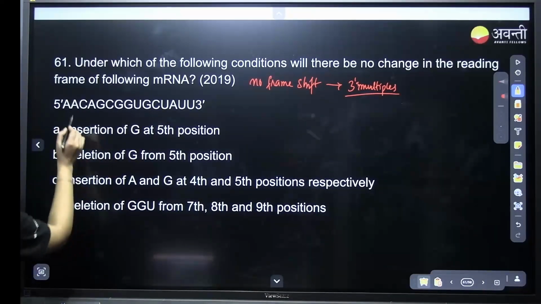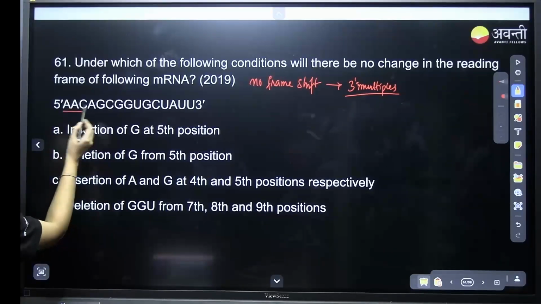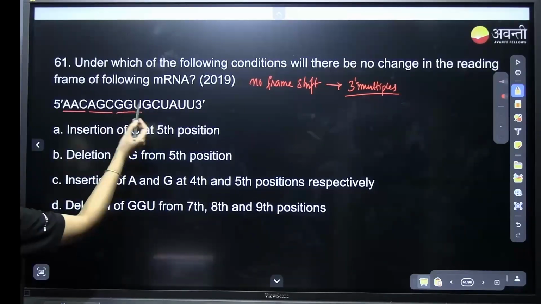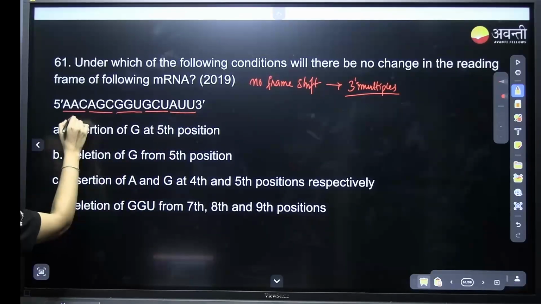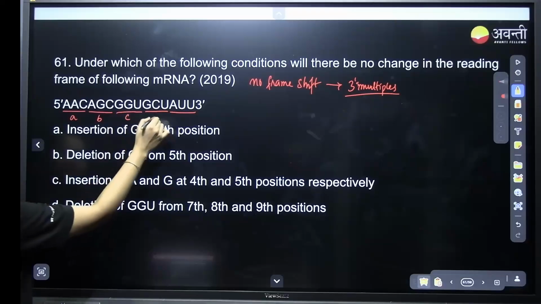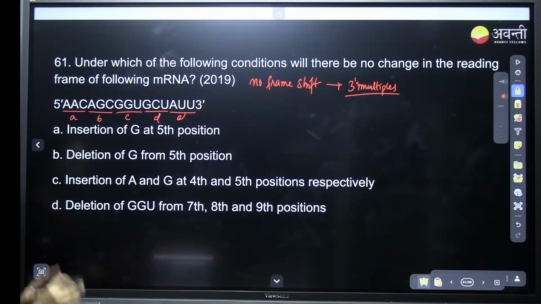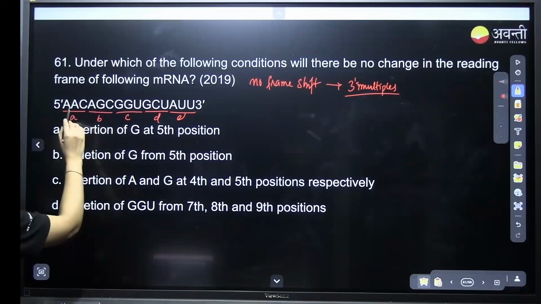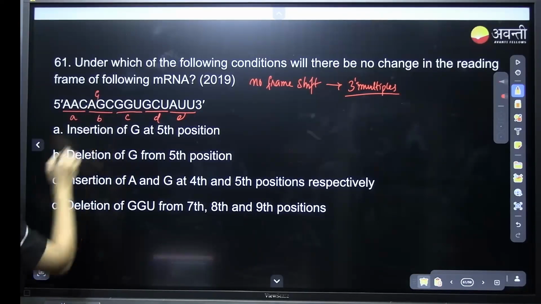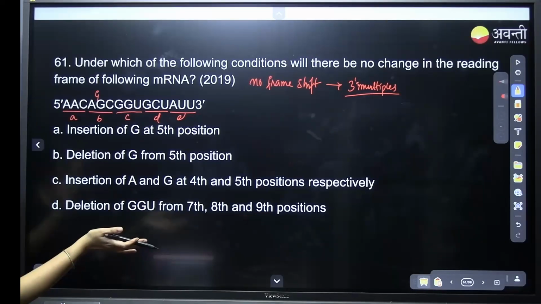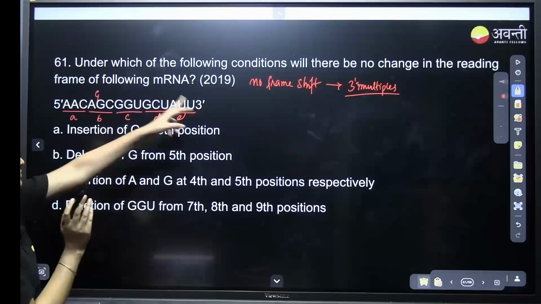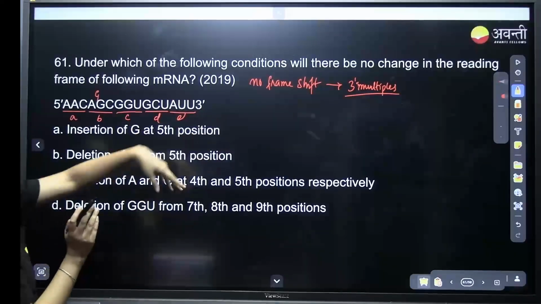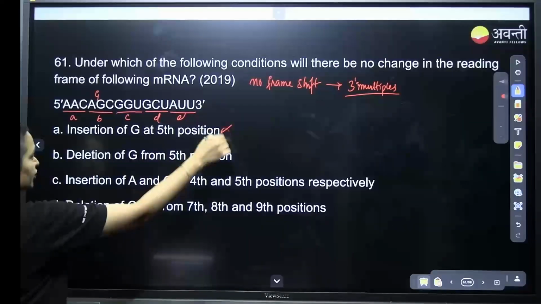For example, A3: these 3 code for 1 amino acid, these 3 code for 1, these 3 code for 1 amino acid. Suppose this 1 amino acid is B, C, D, E. Insertion of G at fifth position, 1 2 3 4 5. If we insert G here, the frame shifts. If the frame shifts, it will change the reading frame. So this is wrong.